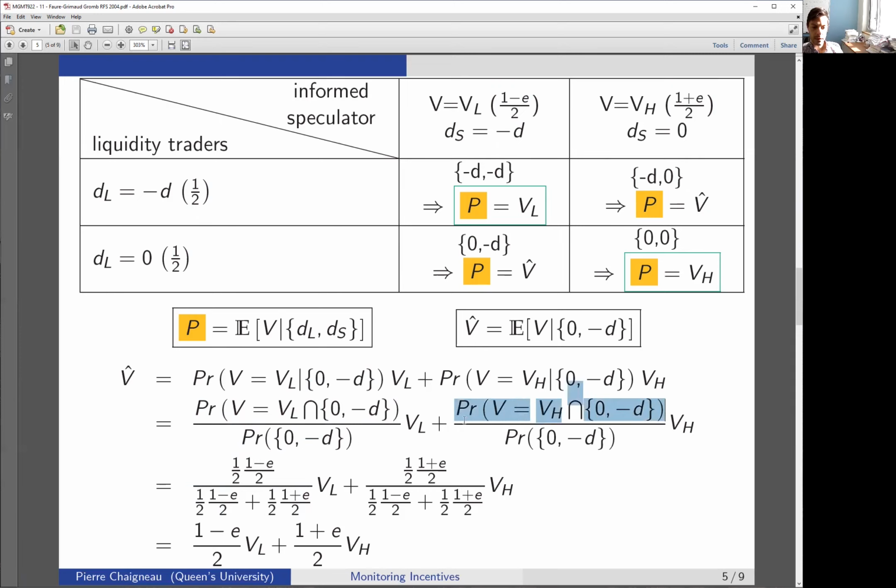We do likewise with this second equation. So here, this is a probability that firm value V is VH and that we observe this set of market orders. When is that happening? That is only happening in this case, which occurs with this probability multiplied by that probability. So now we simplify this fraction, it's equal to this, likewise for this second fraction, and we find that V hat can simply be rewritten like this. So this is for the case when the speaker is informed.